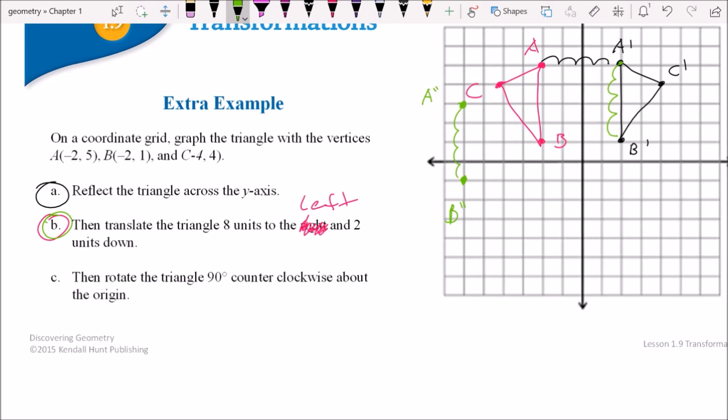I can do the same thing for this one, by the way. You can count left and down if you want for C prime, or you can realize that to get from A double prime to C double prime is 2 to the right and 1 down. So I'm going to go 1, 2 to the right and 1 down. So there's C double prime.